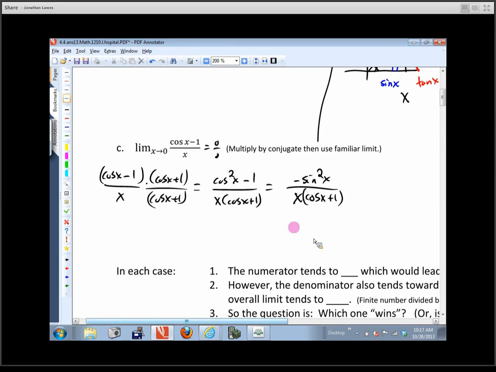Still can't evaluate it by substitution. If you plug a 0 in the top, you get a 0 here, and you get a 0 in the denominator, so that's not going to work. Ideas?